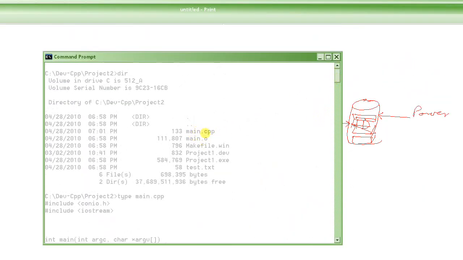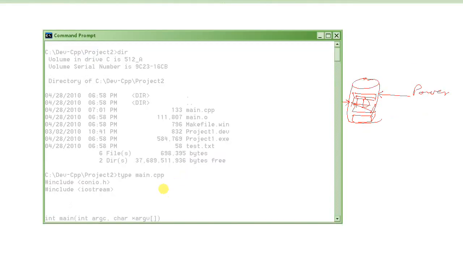So main.cpp is a text file because you can look at it and you can understand what it has. Main.o is a binary file. You cannot understand what it has. It's mainly for computers. Okay, so these are the major distinctions between files as far as C is concerned.